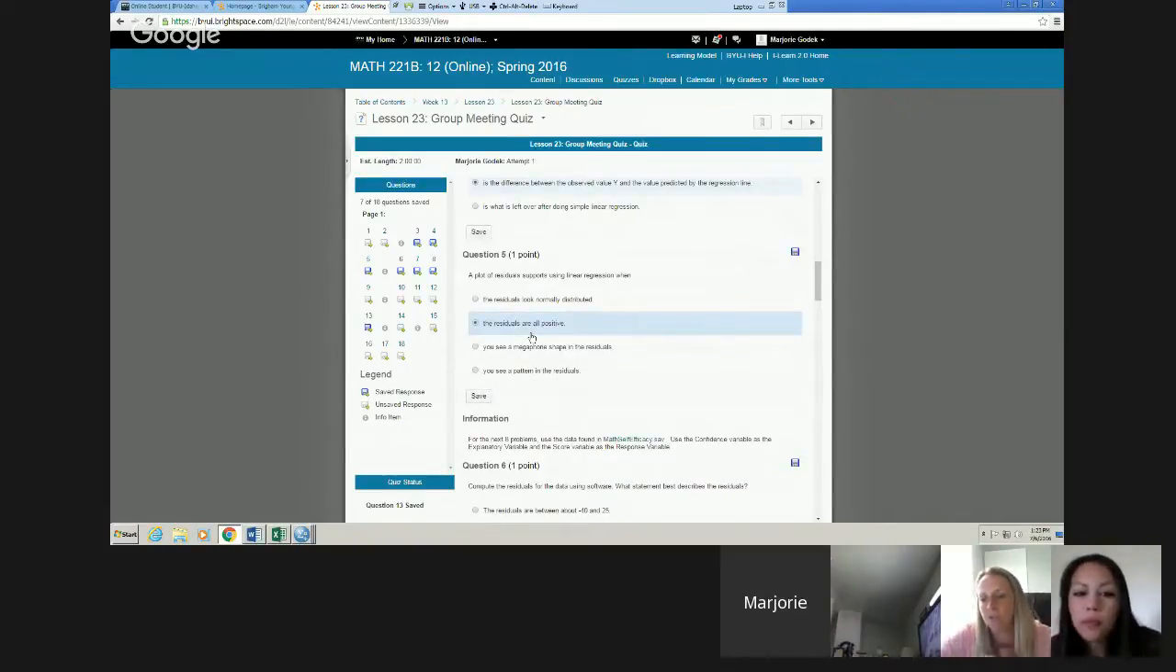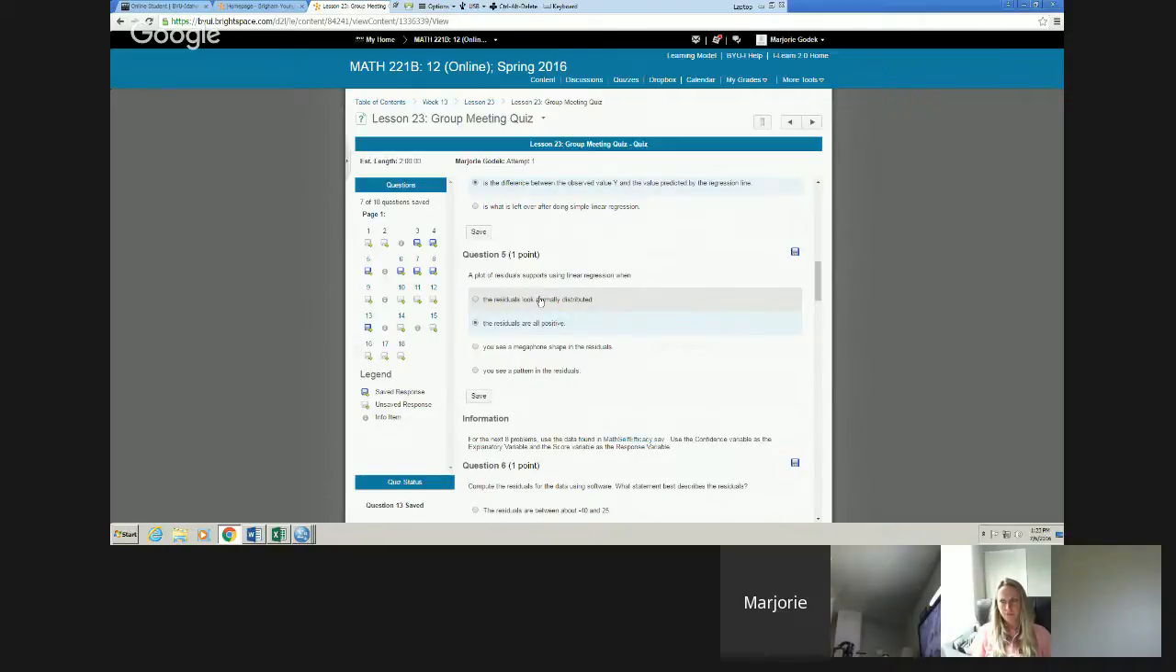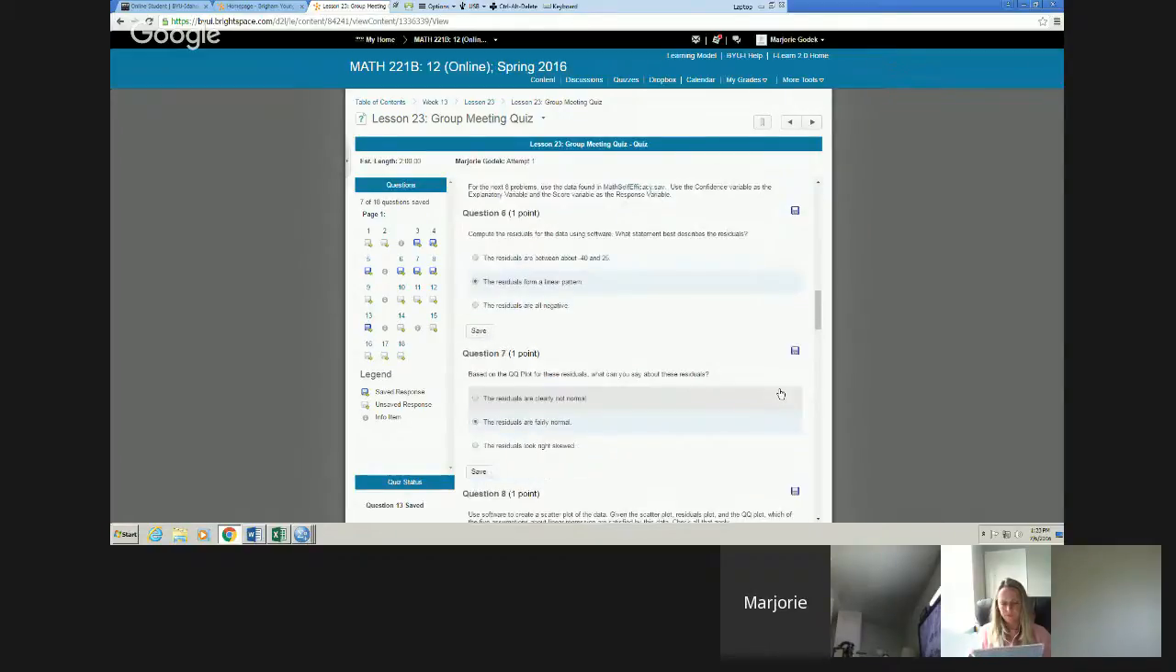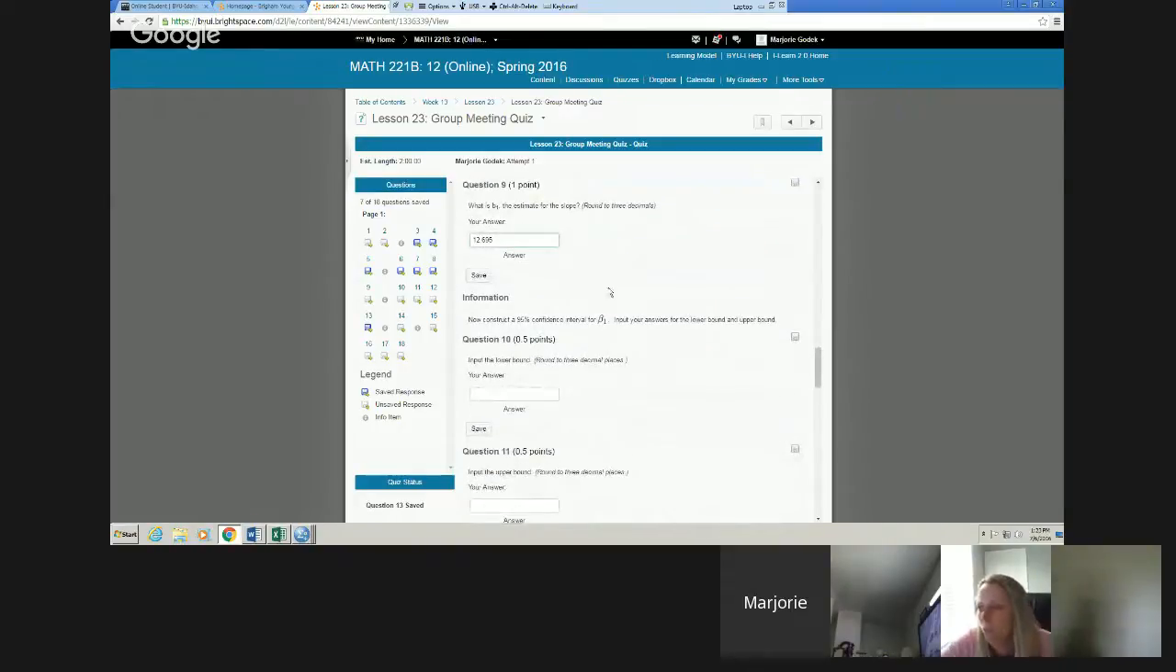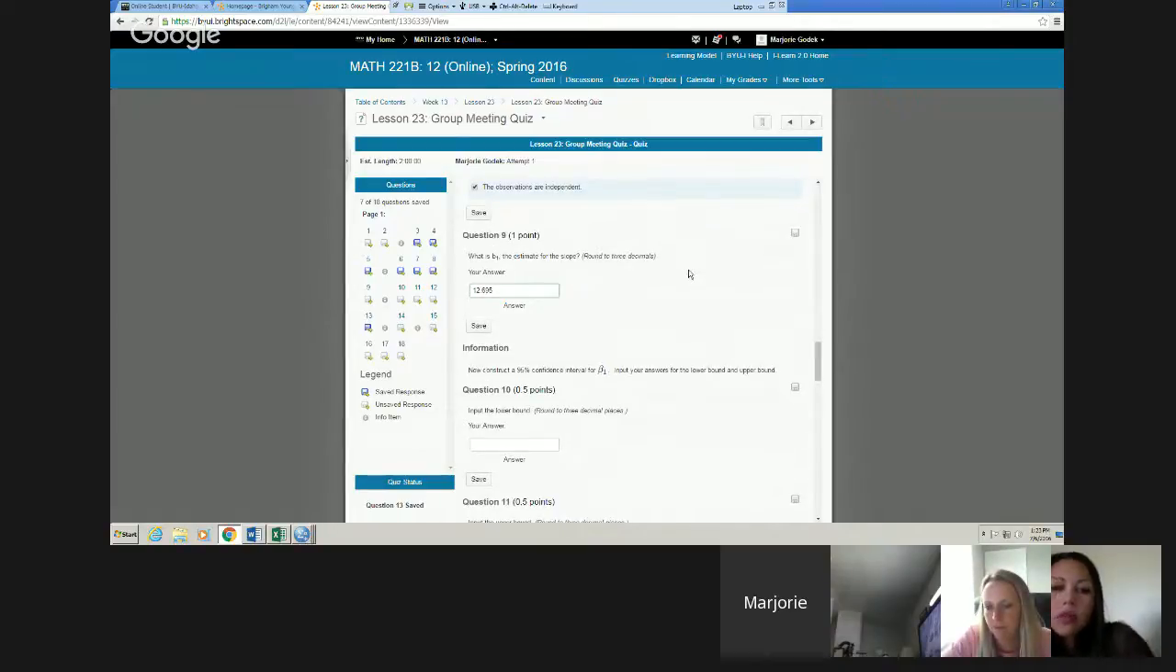A plot of residual supports using linear regression when. Okay, let me see if I can look that up. What about look normally distributed? Catherine, look at which ones we got right and tell me those, and I'll at least plug those ones in. Did we get 9 right? We have 6 wrong. 7 is right, which is B. 8 is wrong. 9 is right.